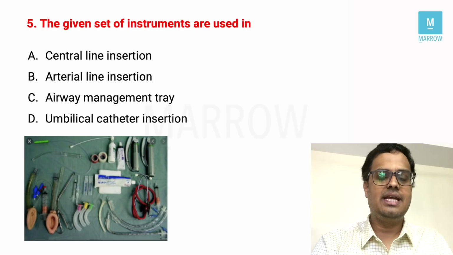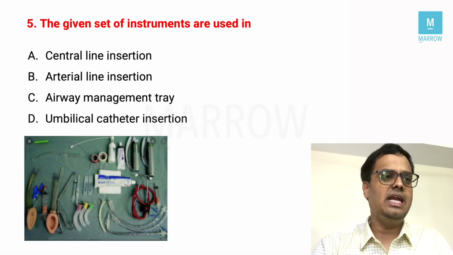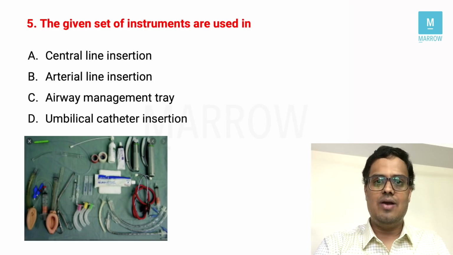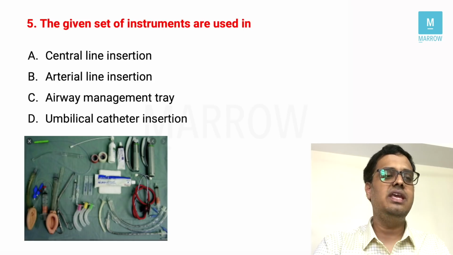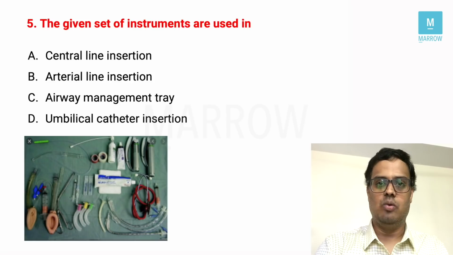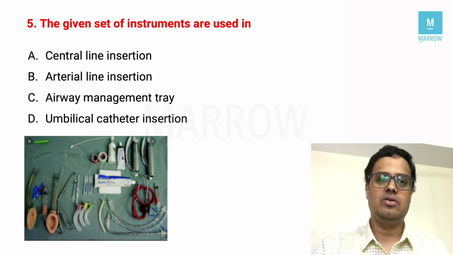Very good question that has been asked. So the first one is central line insertion. Those who have seen, I have shown you the central venous catheter set. I showed you the technique used in central line insertion is the Seldinger technique, where we have a syringe, a guide wire, and a catheter. Can you see any of these things here? No. So obviously central line insertion is not there.